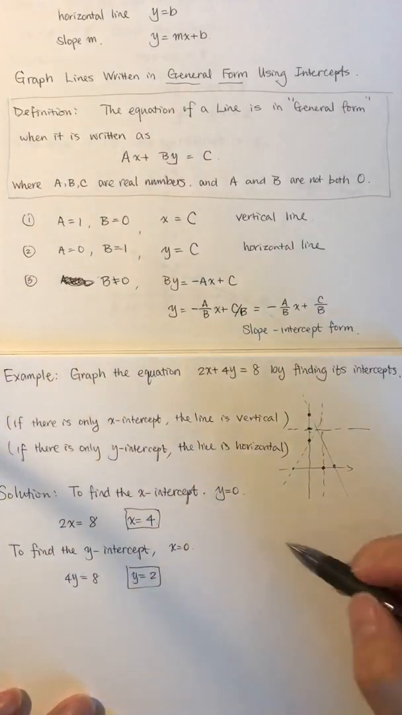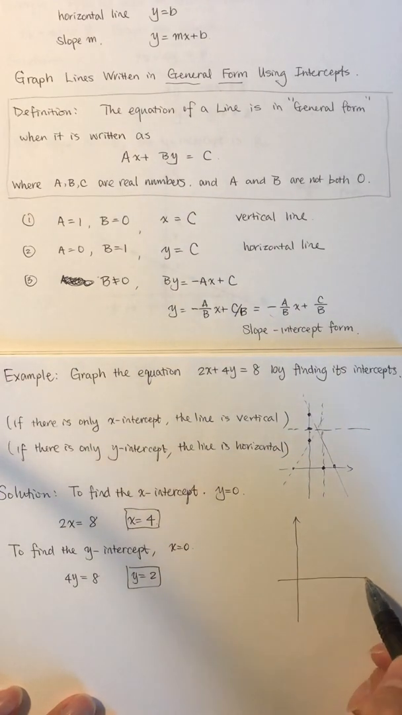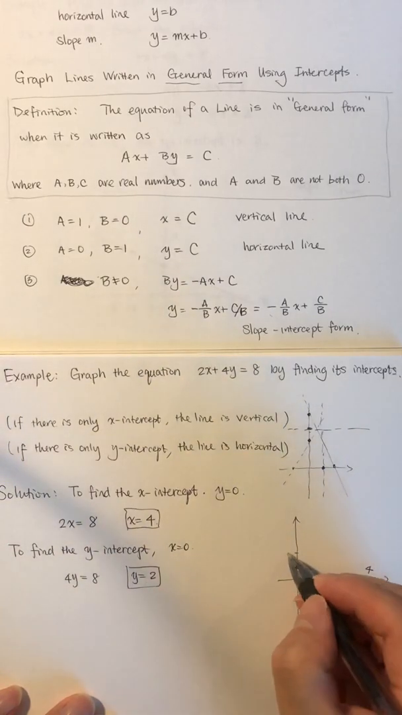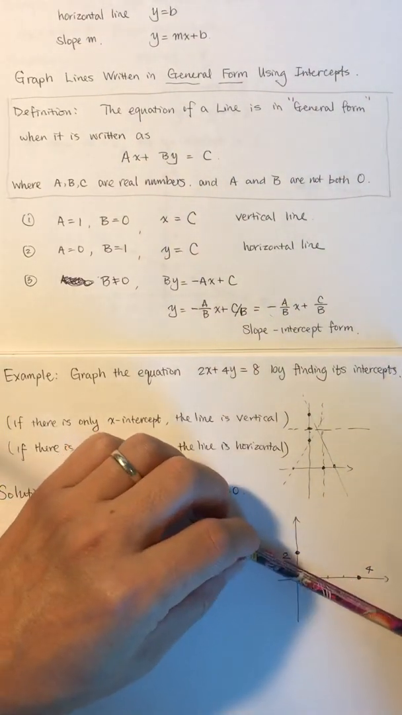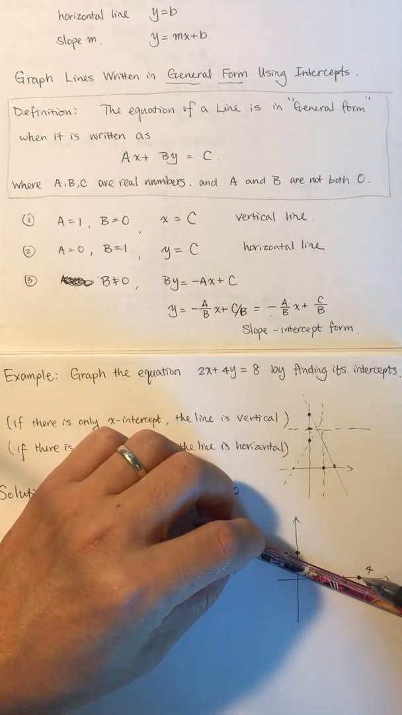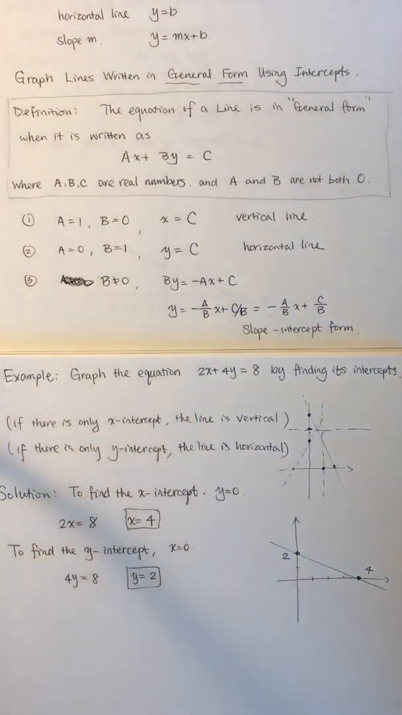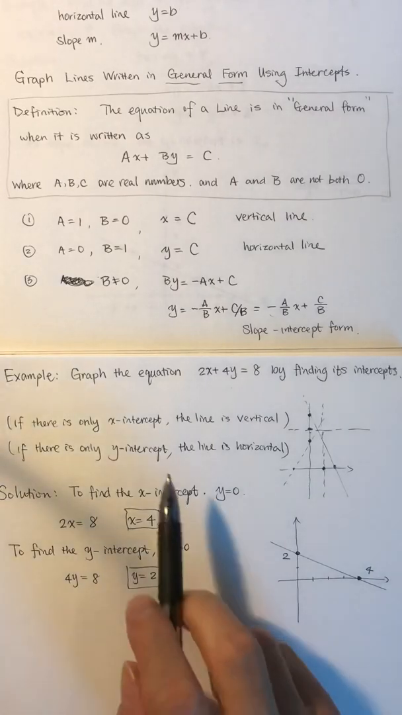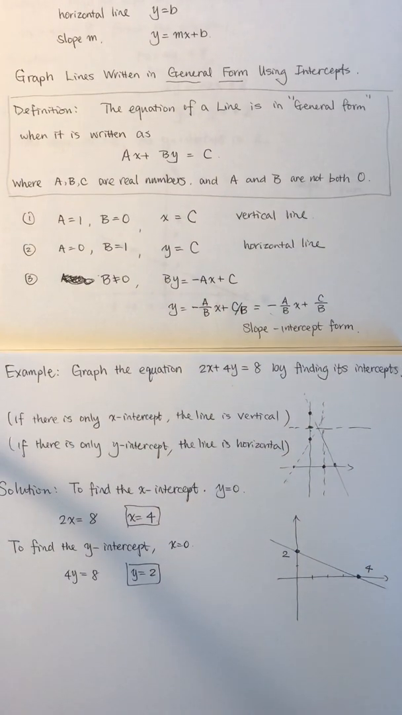Alright, so now let's try to sketch them. 1, 2, 3, 4. 1, 2. So the x-intercept is 4. This is a 4. The y-intercept is 2. This point is 2. We know that every 2 points uniquely determine a line. So that's it. That's what we call graphing the equation by finding its intercept.